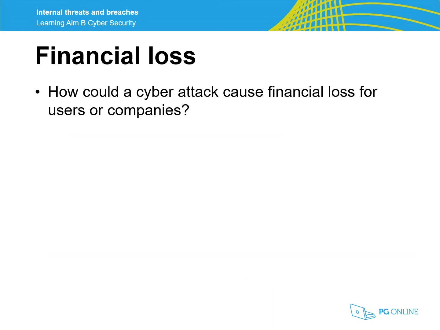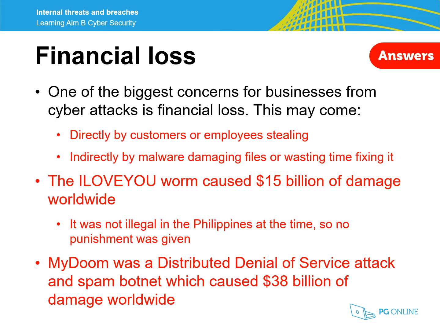Let's take a look at the first consequence of having a data breach then. So the first one is financial loss. How could a cyber attack cause a financial loss for the users or the companies? Have a think and we'll go through the answers shortly. There are many ways that we can suffer a financial loss from a cyber attack. Customers and organisations may just have money stolen from their accounts. For example, in a bank system, a cyber attack may get information that means that money can then be transferred away from that account and the customer's now lost their money.